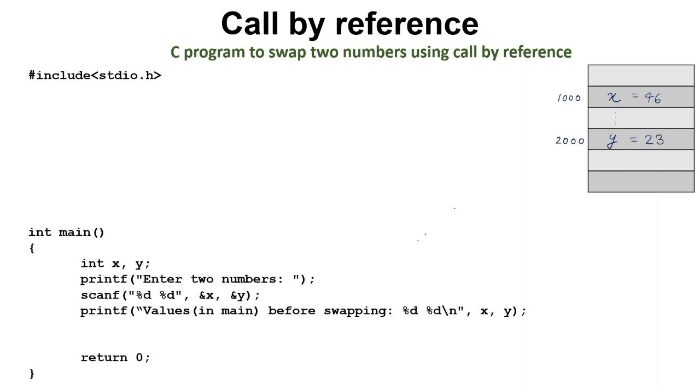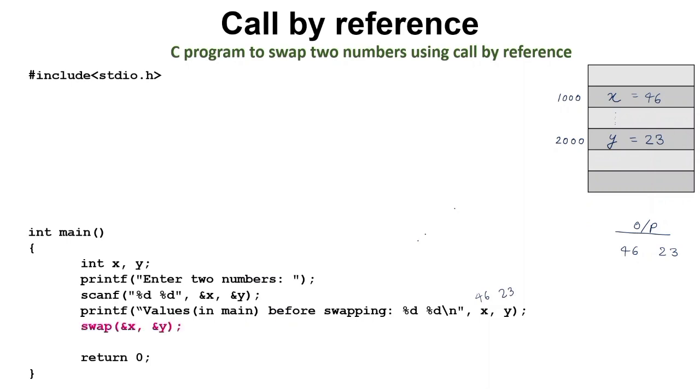Okay. So now printf values in main before swapping x and y. So what will be displayed on your output screen when you are executing the main function? What is the value of x and y here? It is 46 and 23. So 46 and 23 are displayed on the screen.